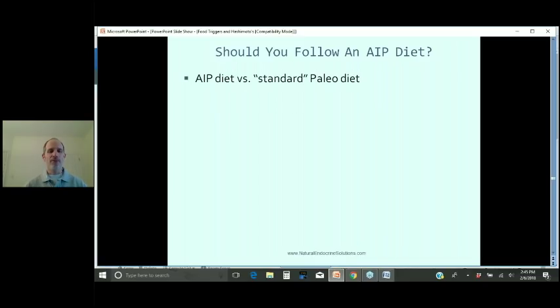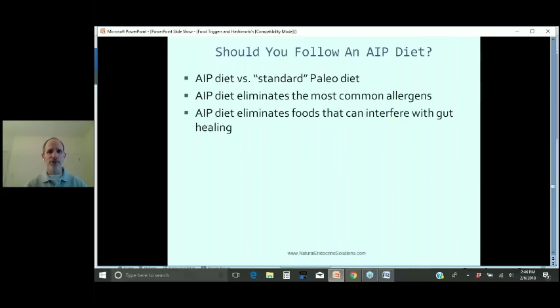Now, with the AIP diet, the autoimmune paleo diet, unfortunately you want to avoid not only the dark chocolate, but also the nuts, the seeds, the eggs, and the nightshade vegetables, and that makes the AIP diet very challenging to follow. The autoimmune paleo diet eliminates the most common allergens, and it eliminates foods that can interfere with gut healing. That's why you're eliminating eggs, nuts and seeds. Eggs can be a common allergen, but egg whites also have some compounds that could interfere with gut healing.